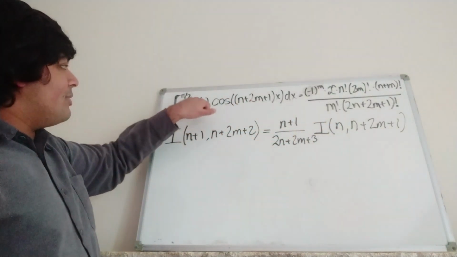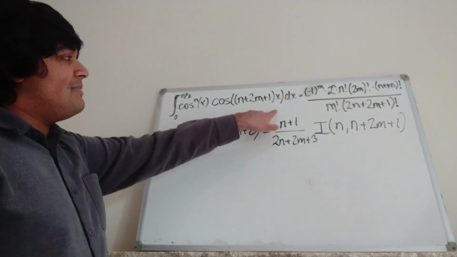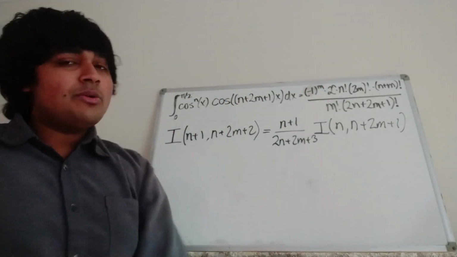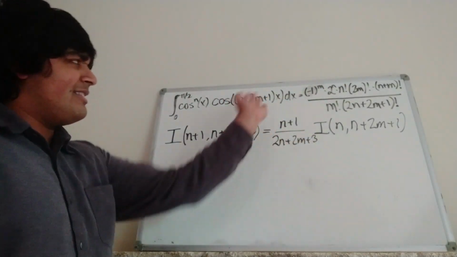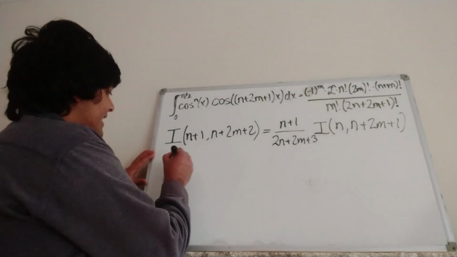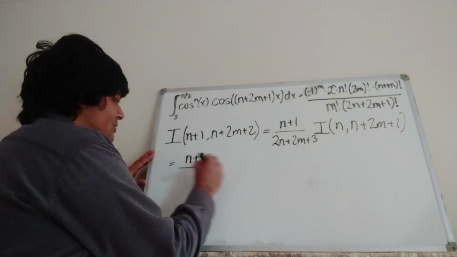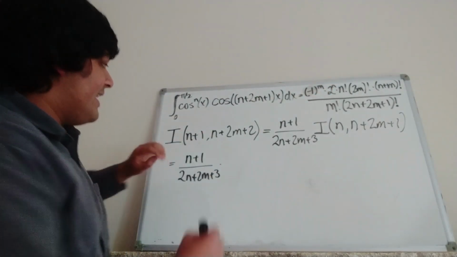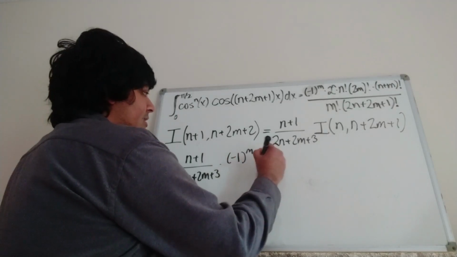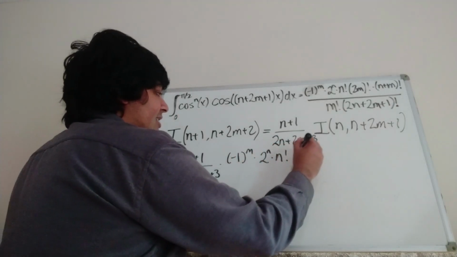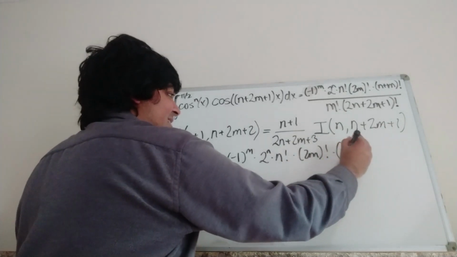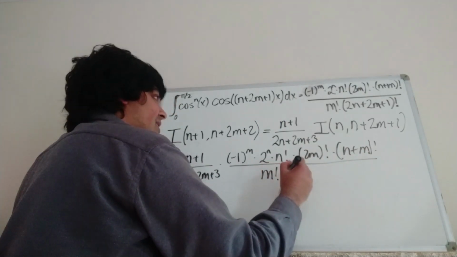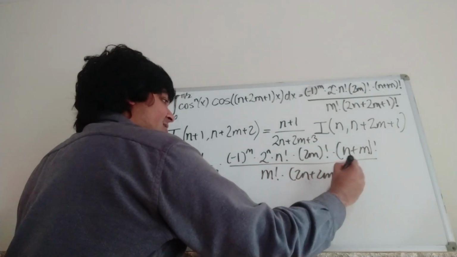But this guy here is precisely this guy here. So I of n, when we plug in a equals n, we get that thing there, and when we plug in b equals n plus 2m plus 1, we get that guy there. And by assumption, we're assuming that this integral equals the expression on the right-hand side. So let's just plug that in. This is equal to n plus 1 all over 2n plus 2m plus 3 times this ugly-looking thing here, minus 1 to the m, times 2 to the n, times n factorial, times 2m factorial, times n plus m factorial, all divided by m factorial times 2n plus 2m plus 1 factorial.